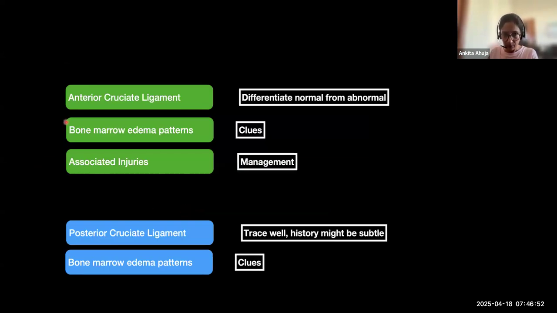So to sum up, for ACL, you look for classic marrow edema patterns and never skip associated injuries. So marrow edema patterns will help you pick up ACL injury in doubt. However, associated injuries will help in management because they know what to treat. Posterior cruciate ligament, it's your responsibility to trace it on axials and sagittals at least, right? Because history is very minimal in most cases, so it might be missed. Bone marrow edema patterns are a clue but might not always be available for you.